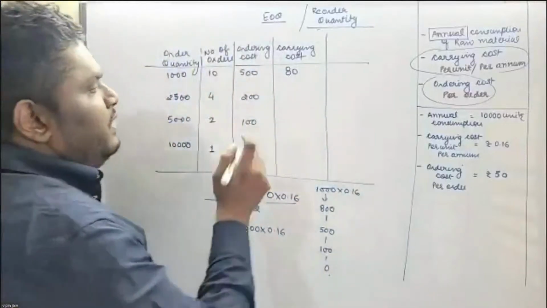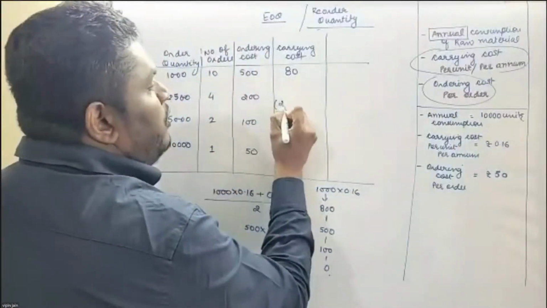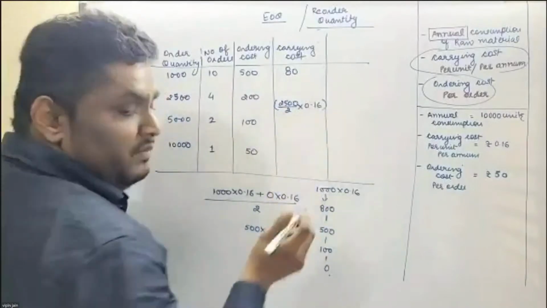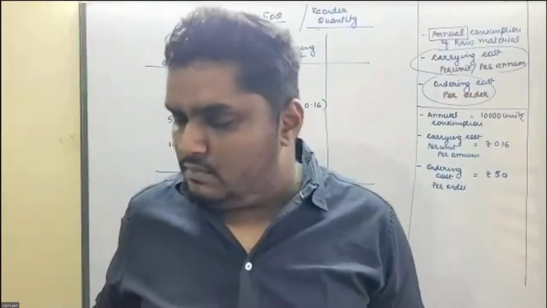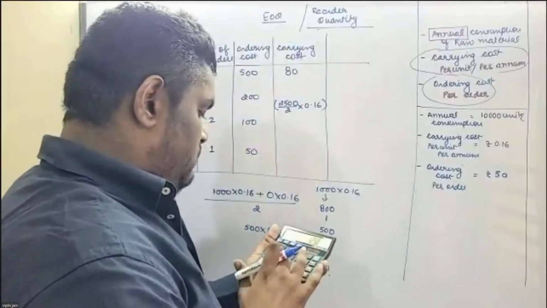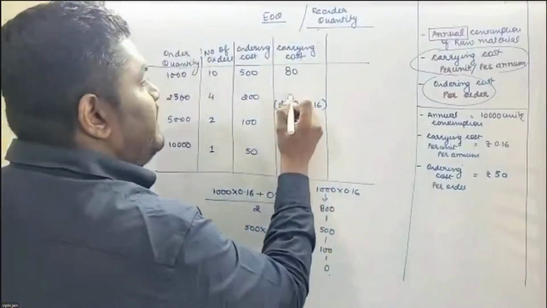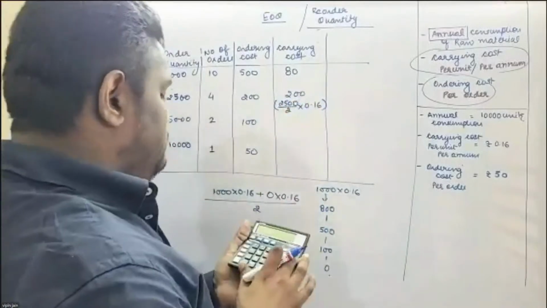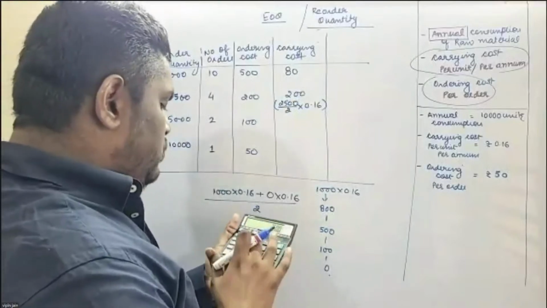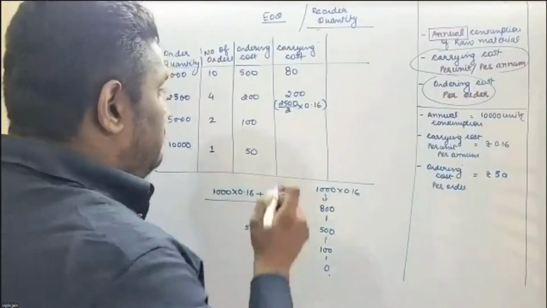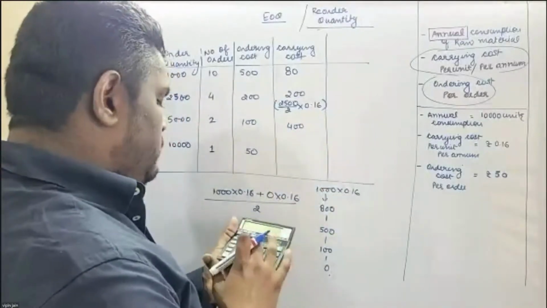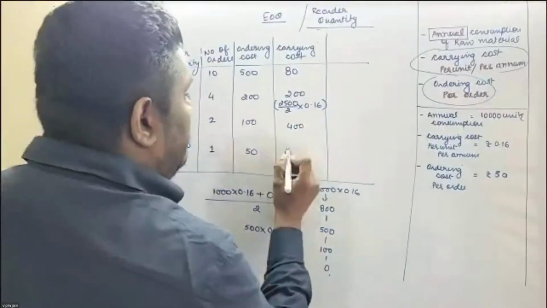So in the second case, 2500 divided by 2 into 0.60. So this will be 200. 5000 divided by 2 into 0.60. 400. 10,000 divided by 2 into 0.60. 800.